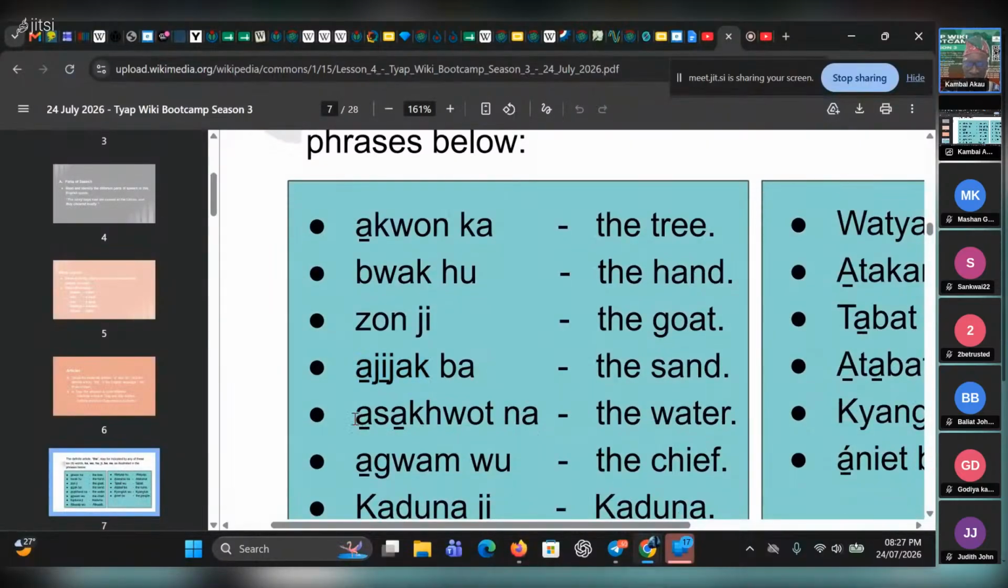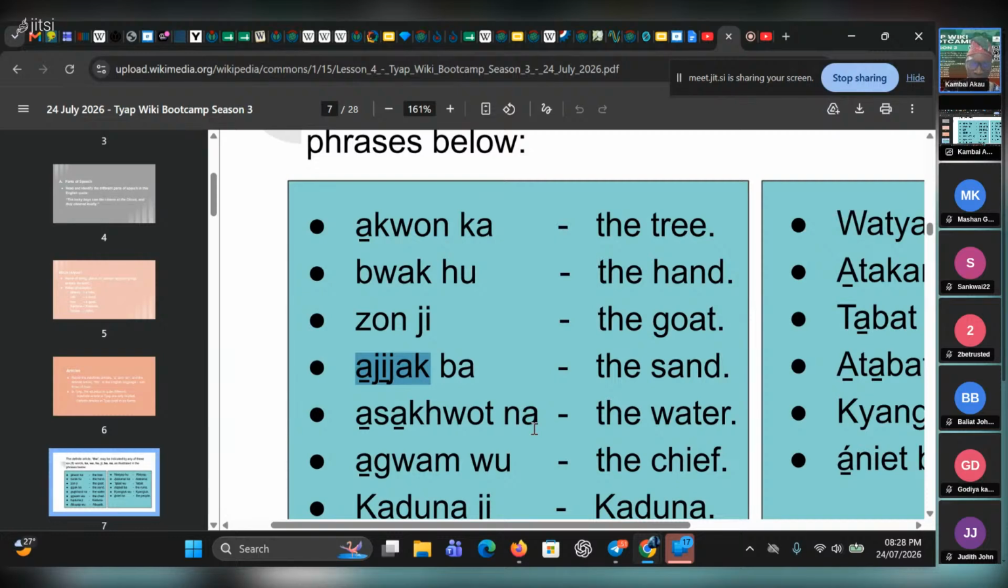And then we have a sakwadna. You can see a sakwad is water, a jijak is sand, John is goat, buak is hand, okwan is tree. A sakwad is uncountable, and most uncountable words in Tyap fall under the na definite article. But a jijak is also uncountable, yet it falls under ba. We don't know the reason why it is under the ba definite article instead of the na definite article, but that's the way the language is.